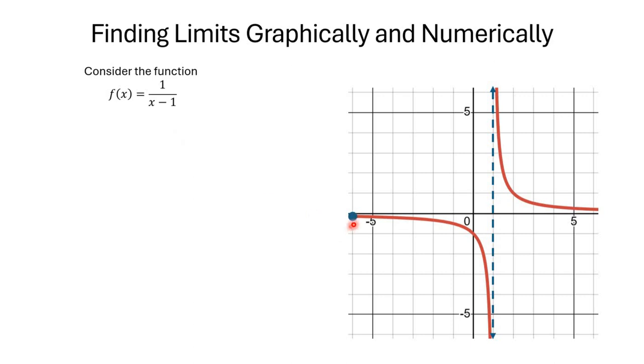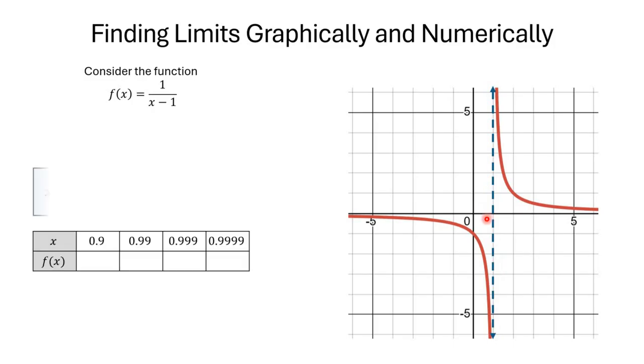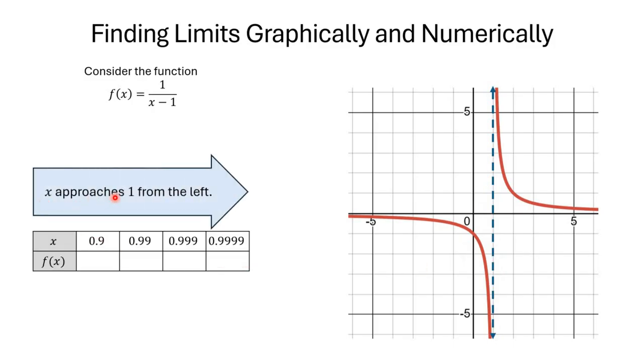So here's a point. Let's approach 1 from the left, and as you can see, that point just keeps dropping drastically, approaching this vertical asymptote here. Let's use a table. As x approaches 1 from the left, so we're looking at numbers like 0.9, 0.99, 0.999, 0.9999, and when I plug in 0.9 into this expression, I get negative 10. When I plug in 0.99, I get negative 100. When I plug in 0.999, I get negative 1,000.